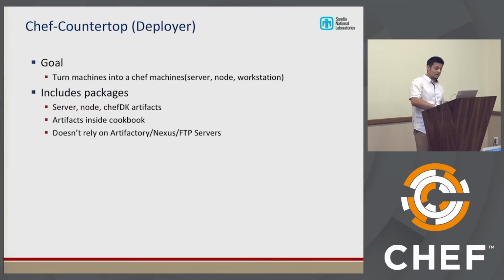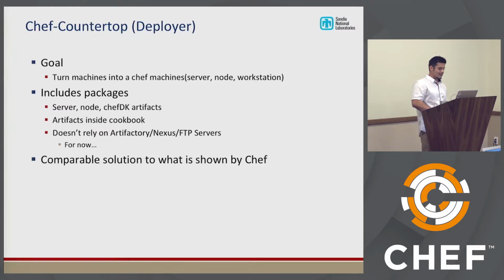So right now it doesn't rely on Artifactory or Nexus or anything like that to pull down packages. Another one I was investigating was Pulp. I'm not sure if anybody's familiar with Pulp. Open source. But that is right now. It's probably going to change in the future with more investigation, one step at a time, right? And it's a comparable solution to Chef.